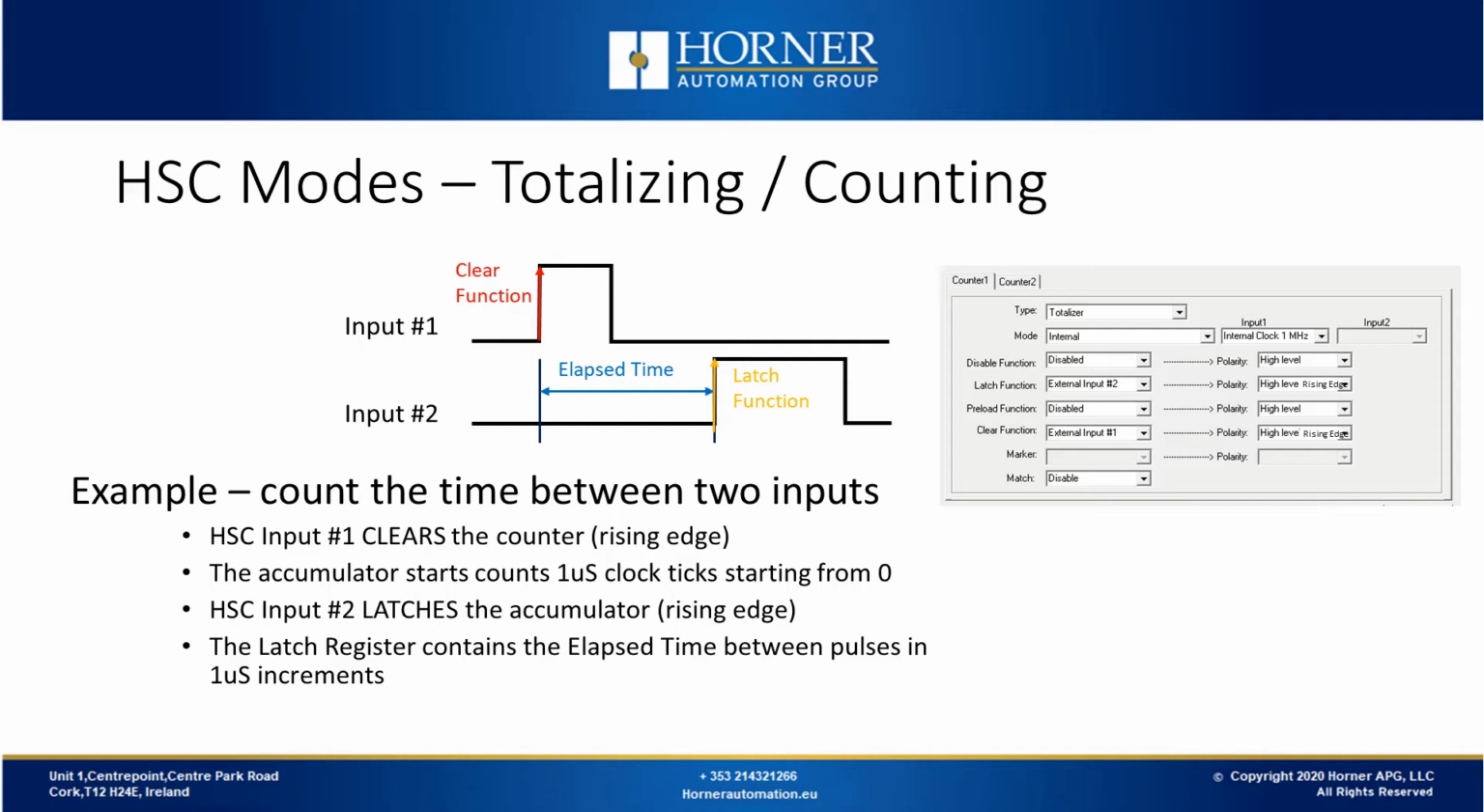This will continue to occur until the second input turns on, because the second input is configured as a latch and as a rising edge. As soon as that second input goes high, then we will latch the value in the accumulator, which will be the number of 1 microsecond clock ticks since our first pulse went high. And then when we do a latch, we copy the current value of the accumulator into a latch register. It'll be frozen in time, while the accumulator will continue to increment with values beyond what we want to measure.